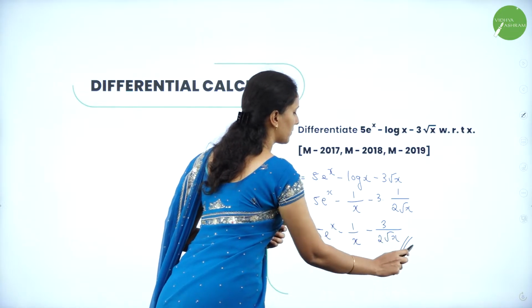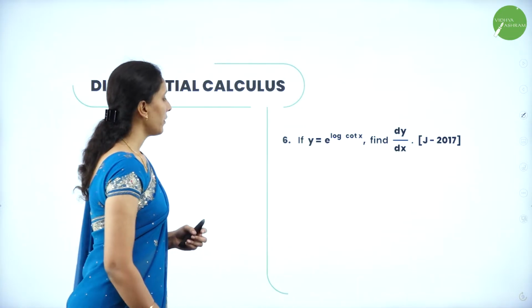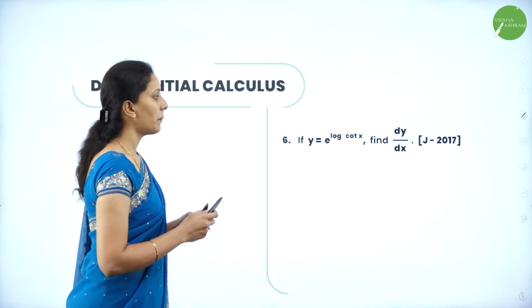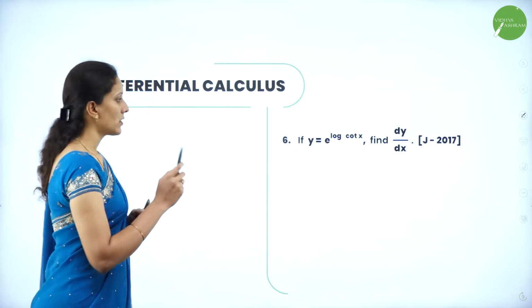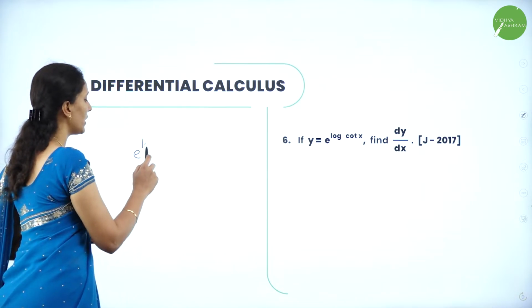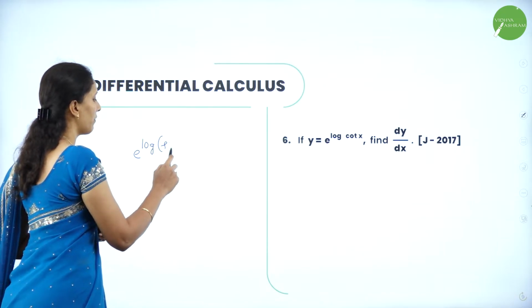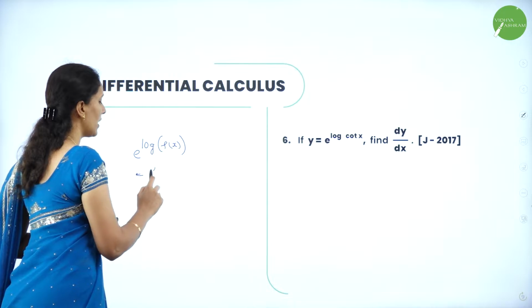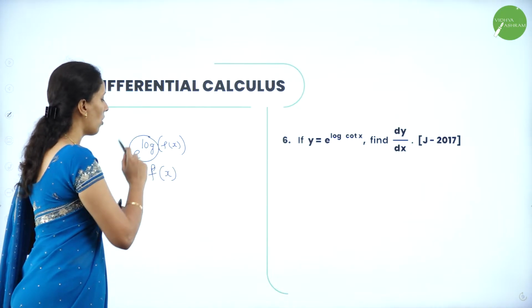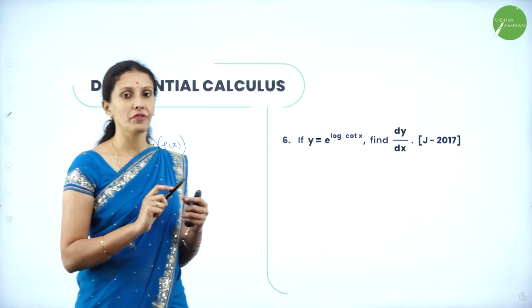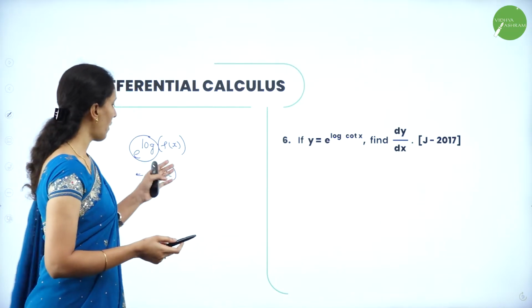Next question. If y is equal to e to the power log of cot x, find dy by dx. So, any function in the form of e power log of f of x can be written as f of x, because e and log are inverse to each other. A function with its inverse gives the function itself.